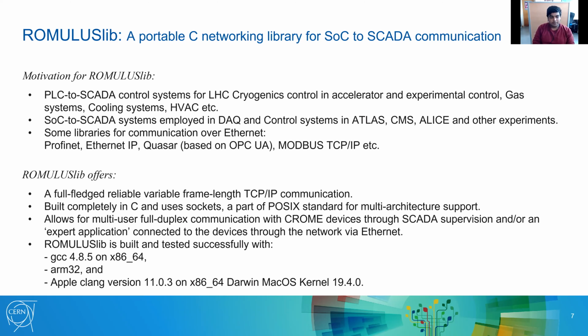What Romulus Lib does is it offers a full-fledged TCP/IP protocol communication, and it has the functions to construct these frames, validate these frames, and communicate them to the supervision system over the network. We have made use of the POSIX standard, specifically sockets, for support on multiple architectures. And we have tested the library with GCC on x86 architecture and the ARM32 architecture, and also the macOS kernel.